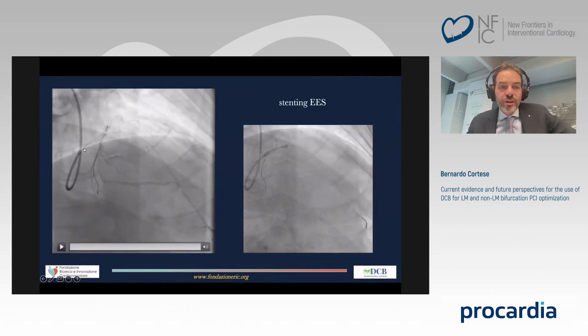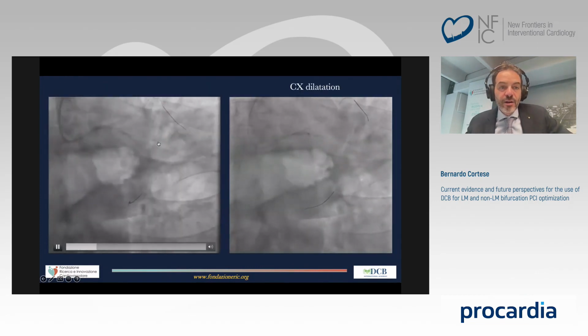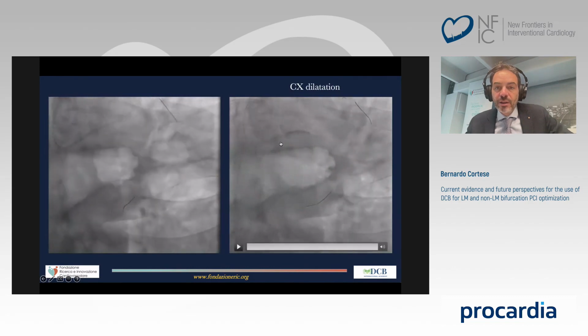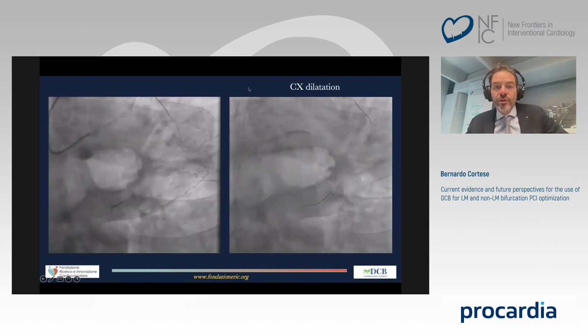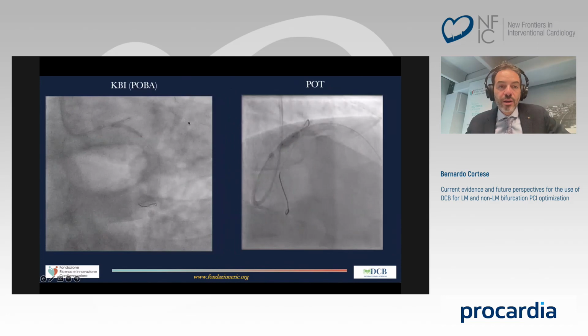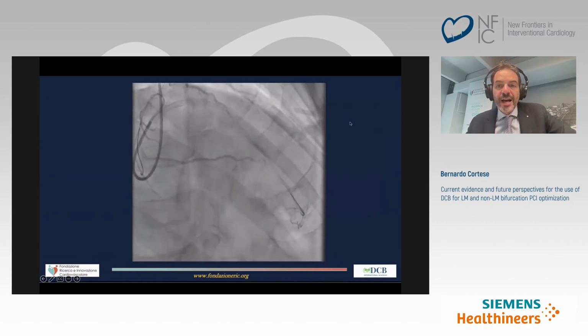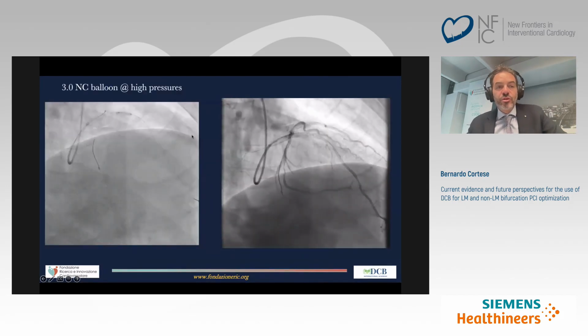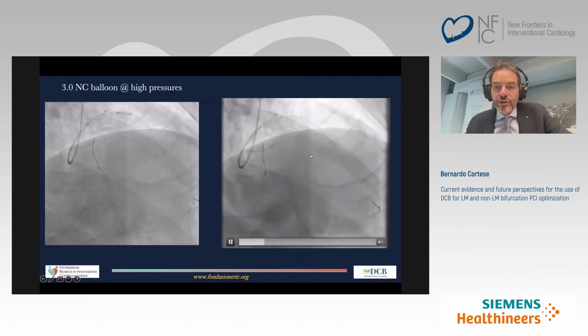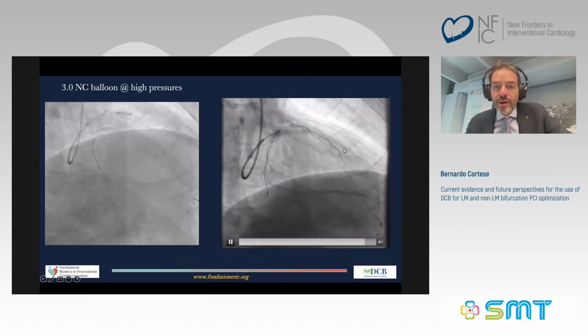So we had a good lesion preparation for the left main. We implanted a stent there with a nice result. Then we did a dilatation on the circ. At that time, we used only POBA, then kissing balloon with 2 POBA with the left main and the circ. We did a POT for the left main. And then we still had to manage this proximal LAD, which was highly calcific. Then we used 3.0 non-compliant balloons at high pressures, and this was the best that we were able to achieve here.